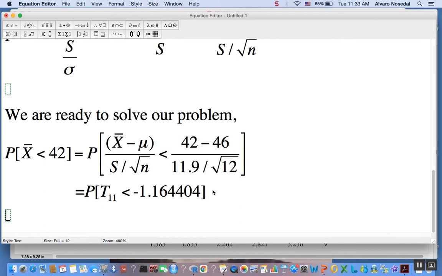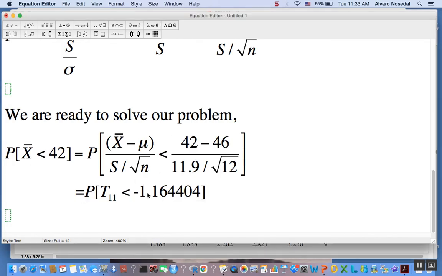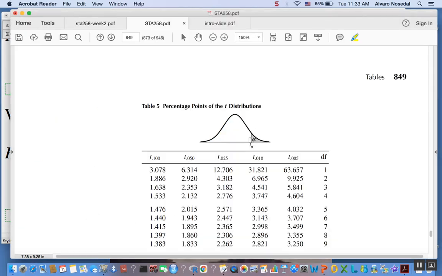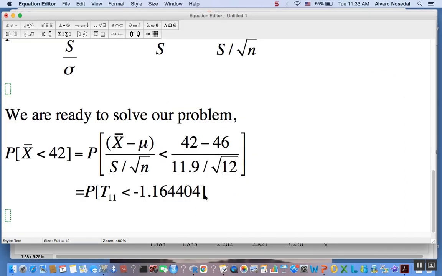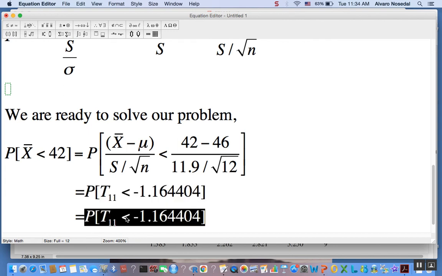Okay, so first, this is a negative number. What do I do here? Oh, no problem. Just remember that t distributions are symmetric. So what you want is the area to the left of negative 1.16, right? That would be the same as the area to the right of the positive version of that. So that's just the first step: let's use the symmetry of t distributions.